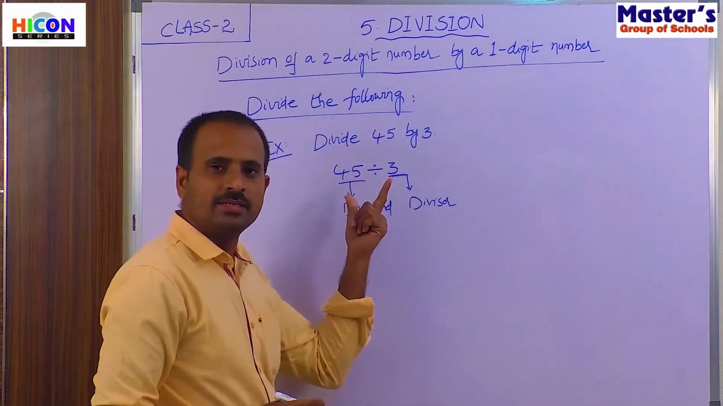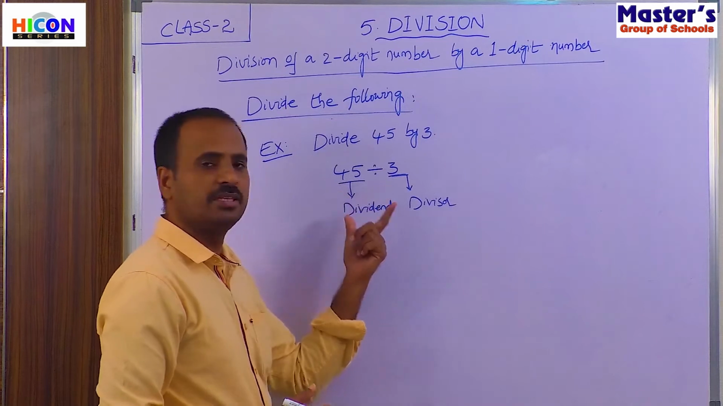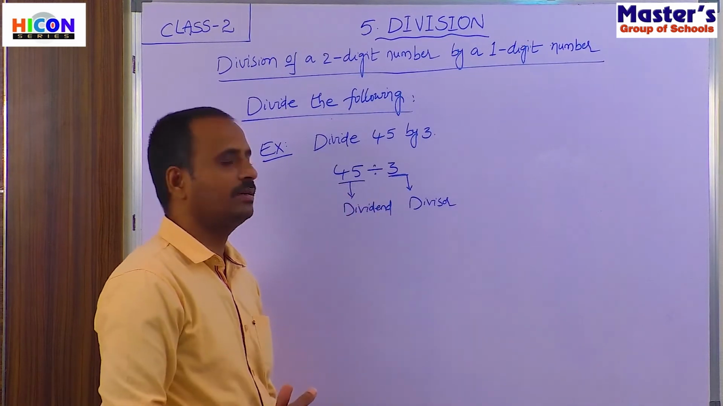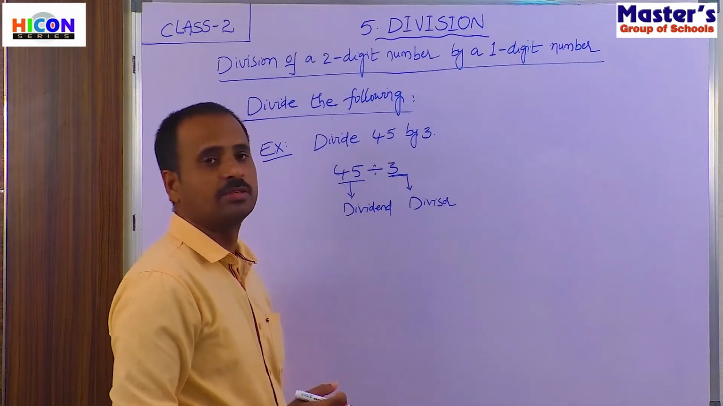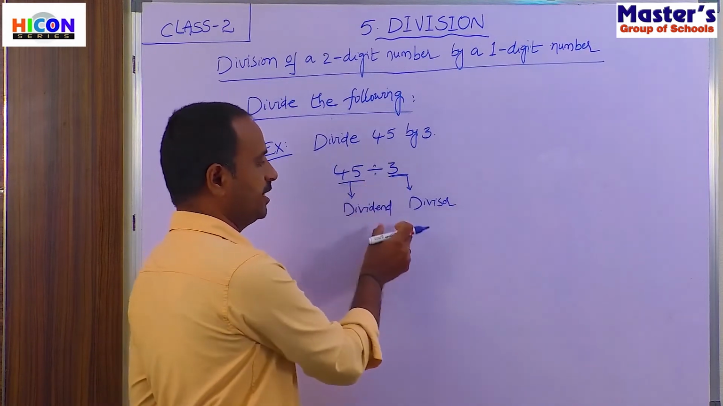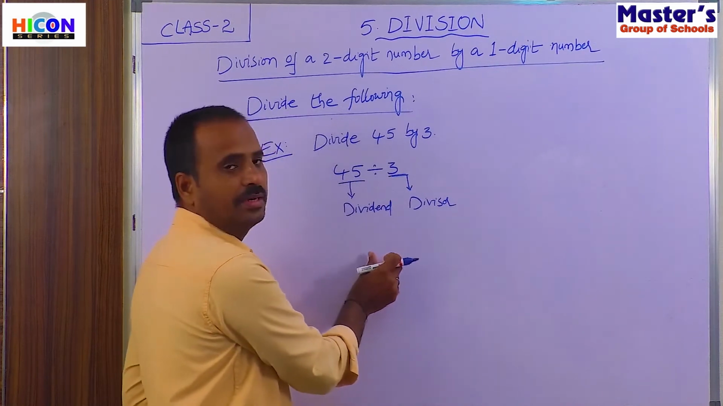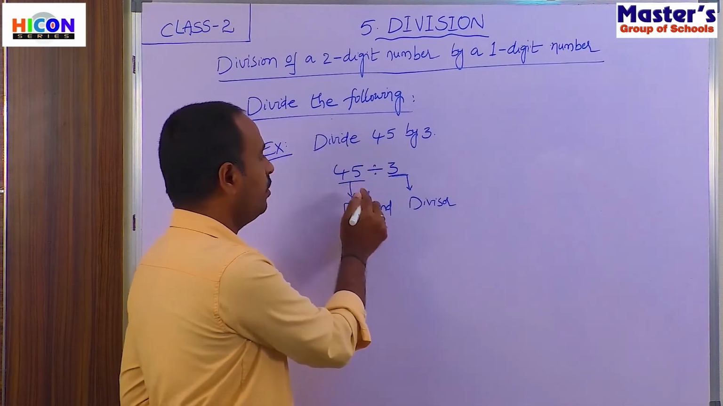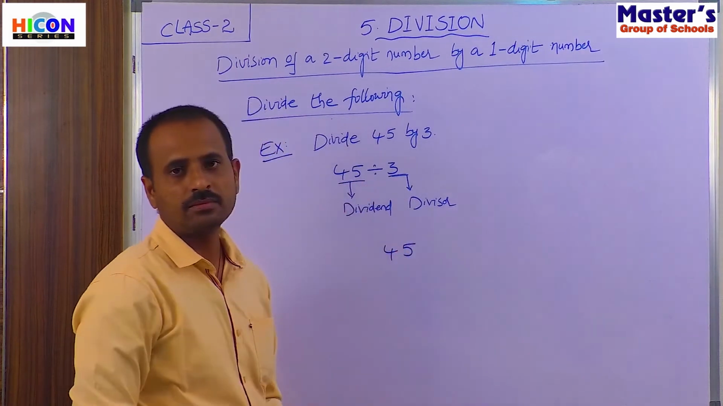Now arrange these numbers in the long division method. How to arrange these numbers? Already we have practiced in the previous problems. First write the dividend in the middle. What is the dividend here? 45 is the dividend. So write 45 in the middle.